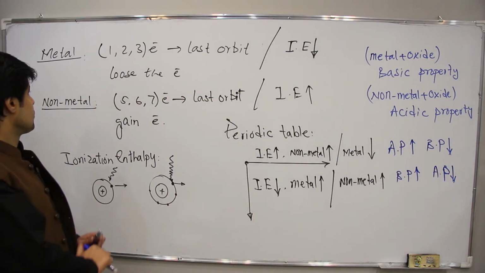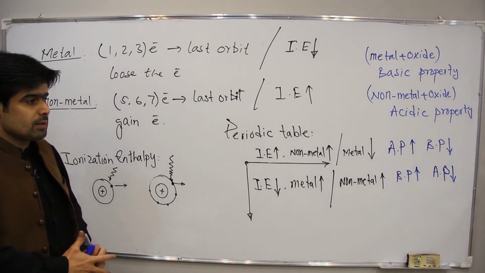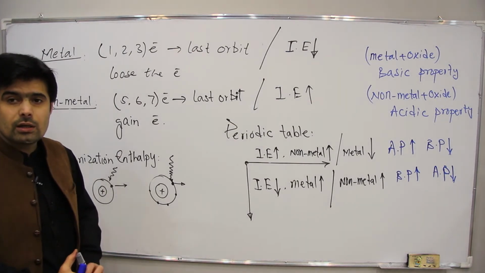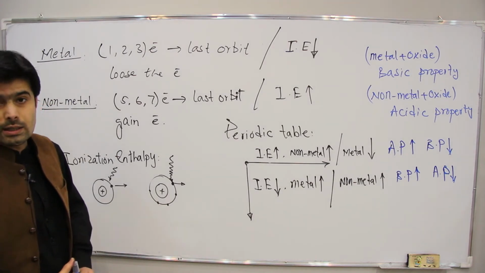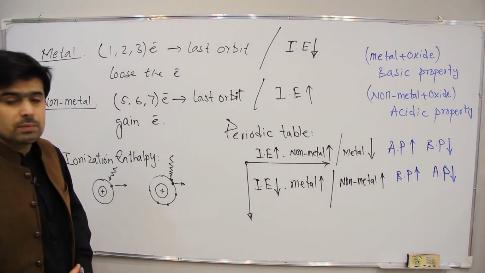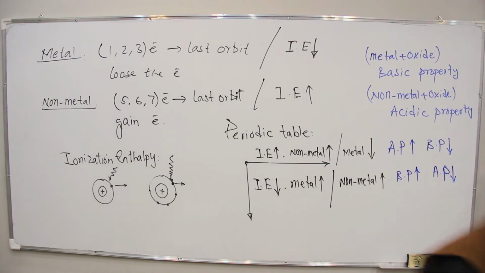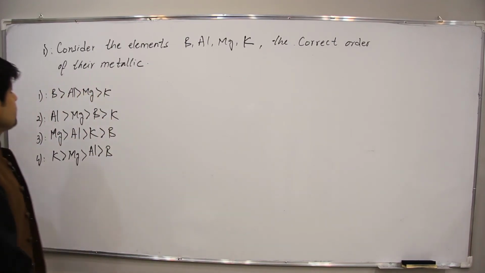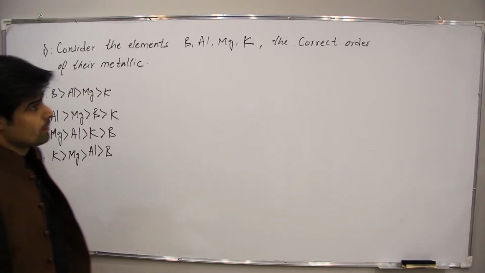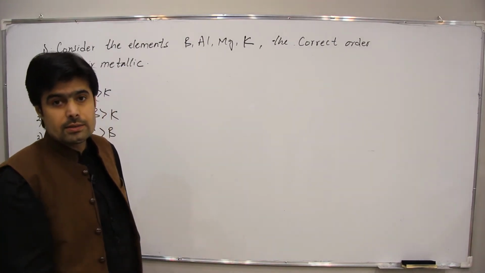This was all about the relation between the metallic and non-metallic character with the ionization enthalpy. Now we are coming to examples, inshallah. Write it, please. By the way, we are coming to examples or numericals.